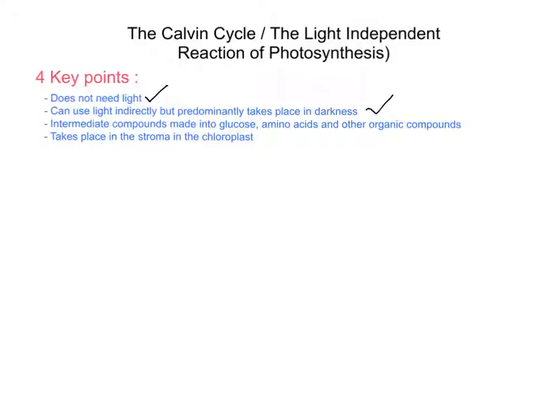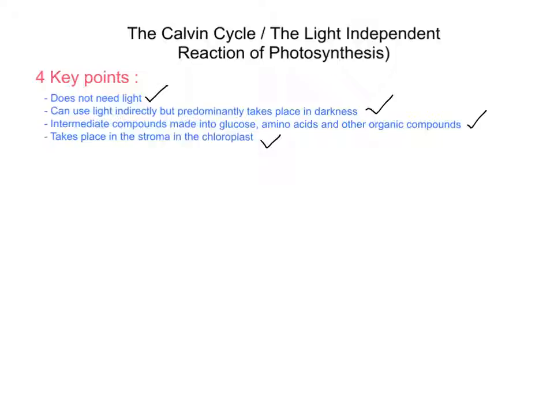But we can use light indirectly, although this predominantly does happen in darkness. Now, when we get sunlight and the plant is photosynthesizing, what we're producing actually isn't really a whole load of glucose to begin with. We're producing intermediate compounds, and it's those that can be made into glucose, amino acids, and other organic compounds. Now, by organic, I mean carbon-containing.